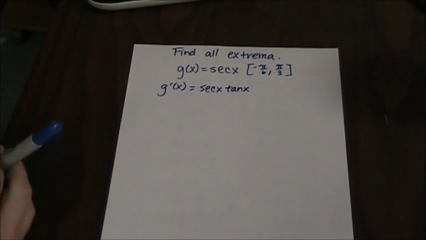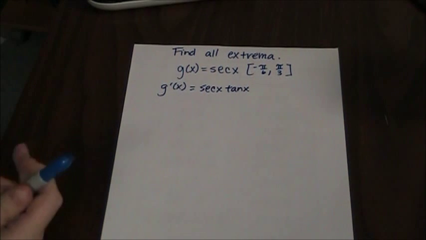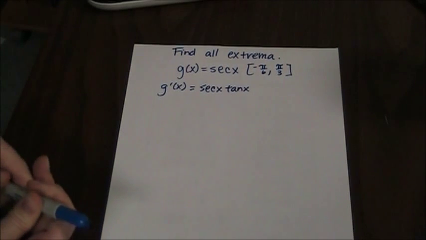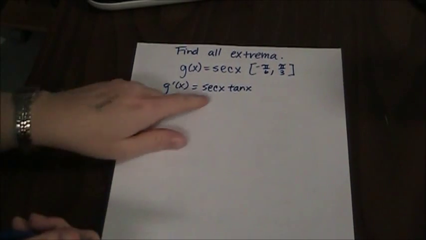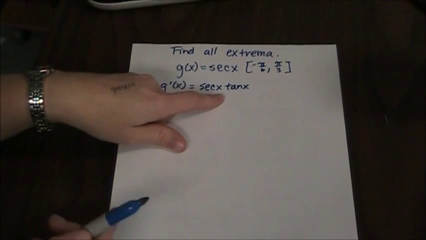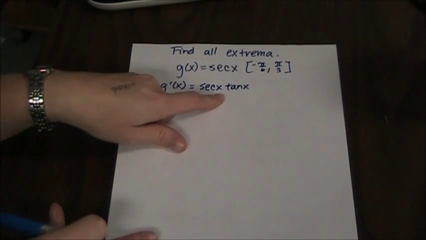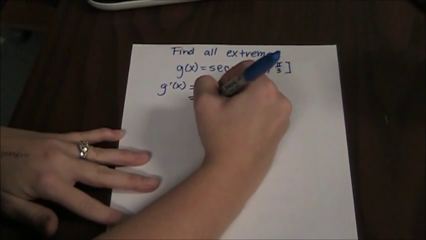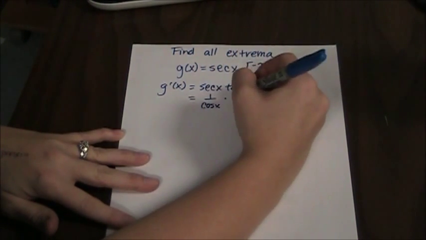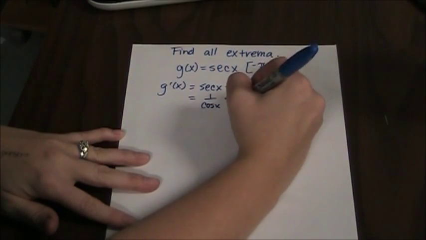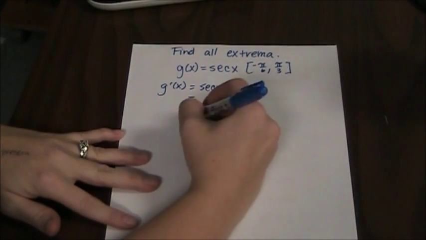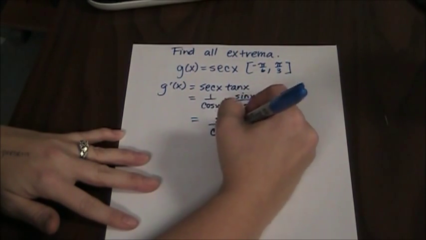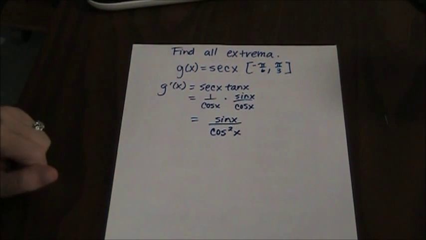And so if I'm going to find critical values, I've got to find where the derivative equals 0 or is undefined. So in order for me to do that, I'm going to try to change the way this is written so that it's an easier function to solve. So secant of x is 1 over cosine of x, and tangent is sine of x over cosine of x. So when I multiply this out, I get sine of x over cosine squared of x.